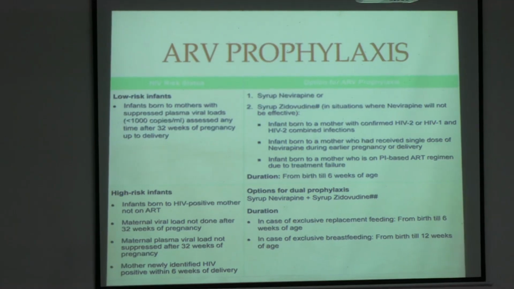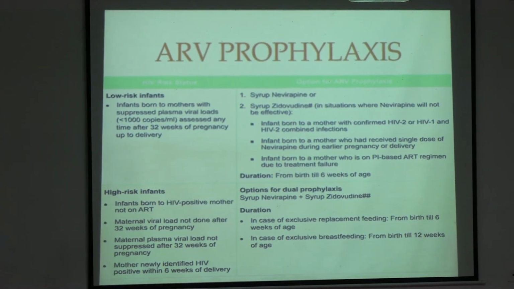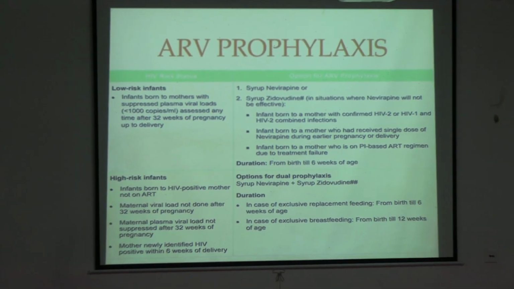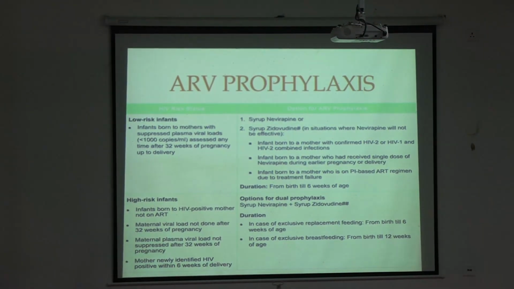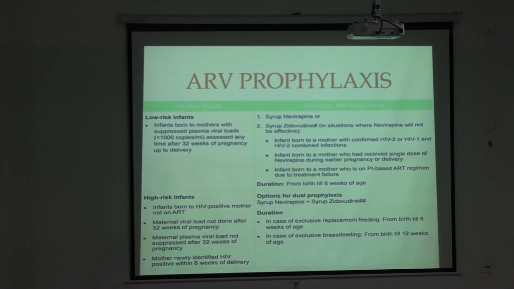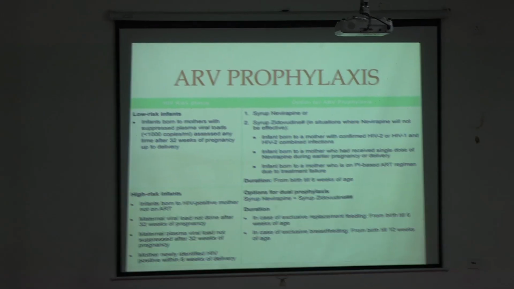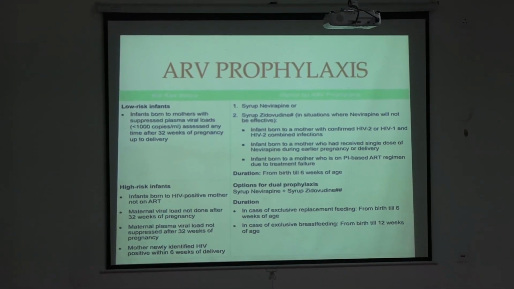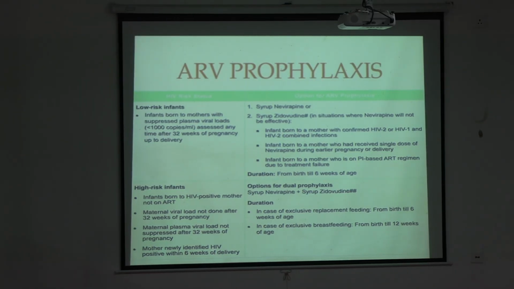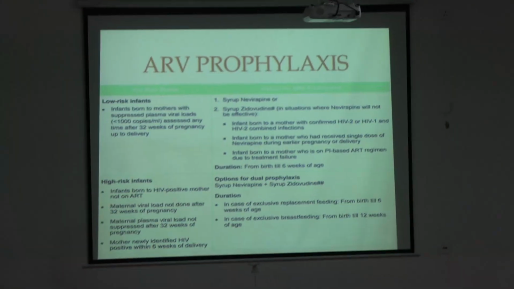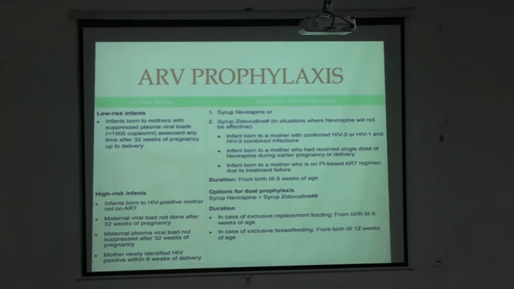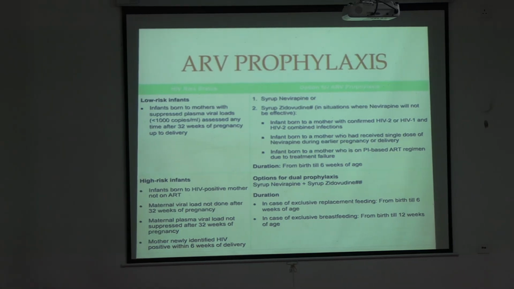In case we cannot give nevirapine, the second option is syrup zidovudine. In which cases? Any HIV-2 infection, any mother with both HIV-1 and 2, any mother who has already gotten nevirapine in her ART before delivery or in the earlier part of pregnancy, and an infant born to a mother who is on a protease inhibitor based ART regime due to treatment failure. For how long are we going to give? The duration is from day 1 of birth till 6 weeks of age. This is the prophylaxis for a low risk infant.